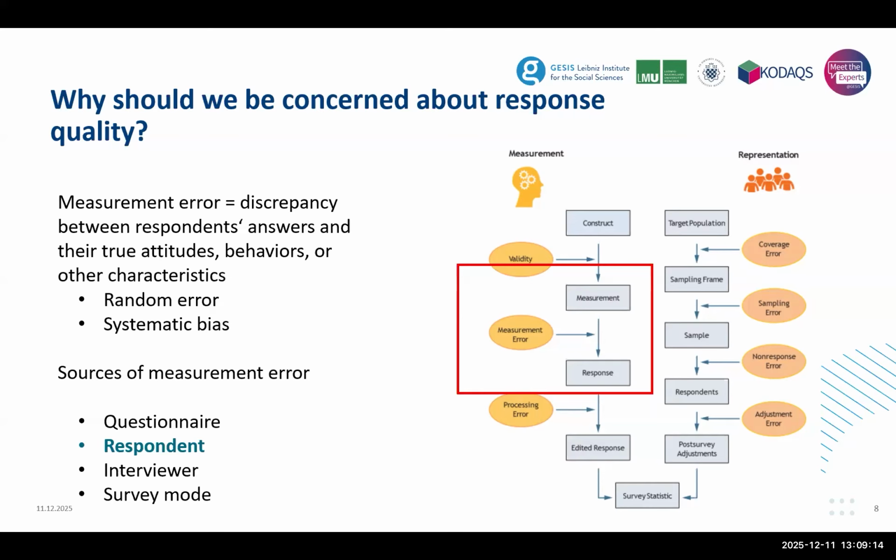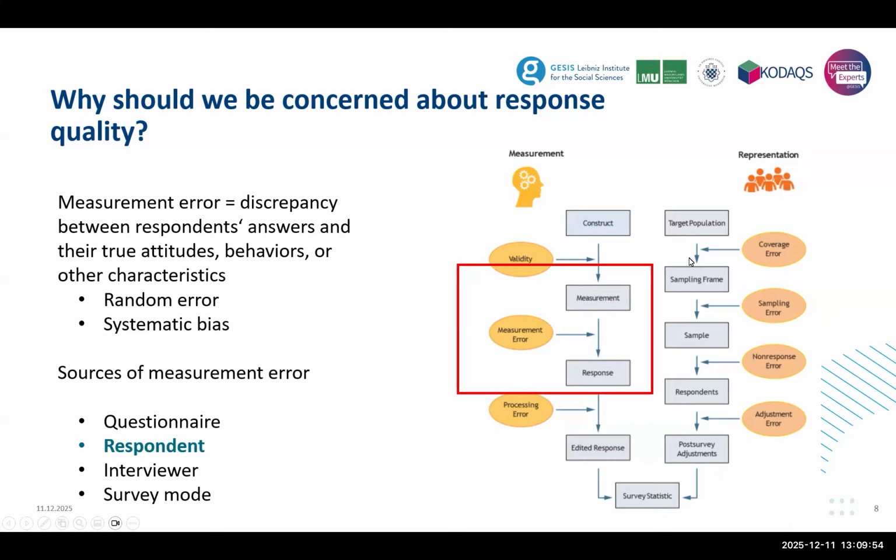This could be, for example, a technical error in web surveys, or a person mistakenly clicking the wrong response option in a web survey. But then we also have another category, systematic bias, which describes the systematic deviation from the true value in the population. That means it really goes in a systematic direction. For example, think of the phenomenon of social desirability bias, where we have a systematic bias regarding the reporting of stigmatized behavior.